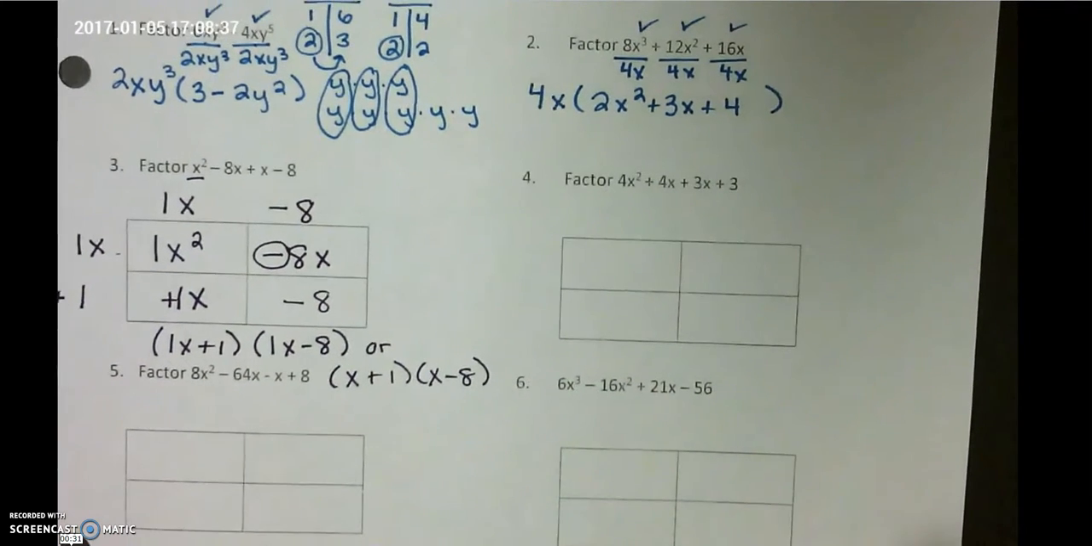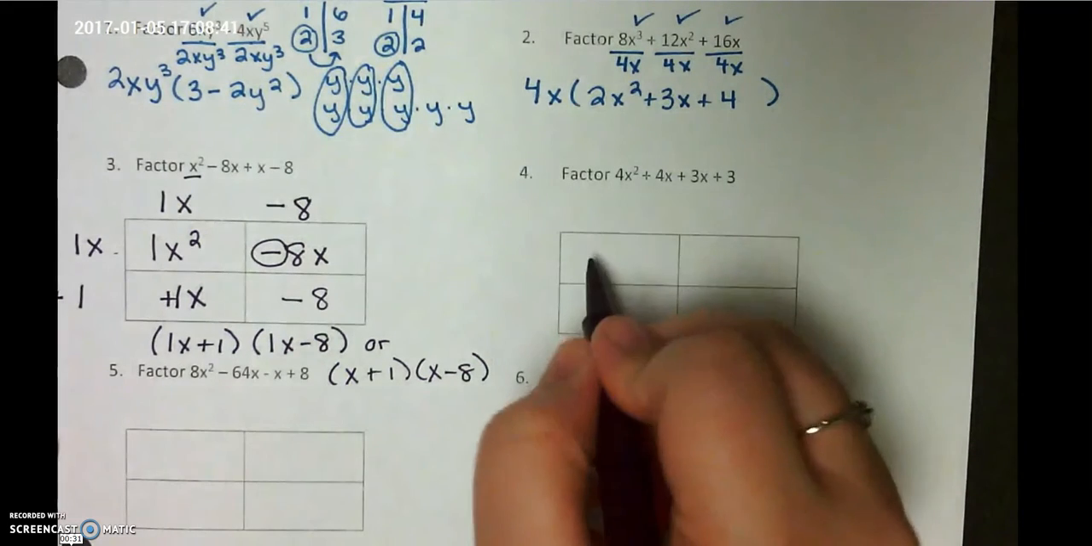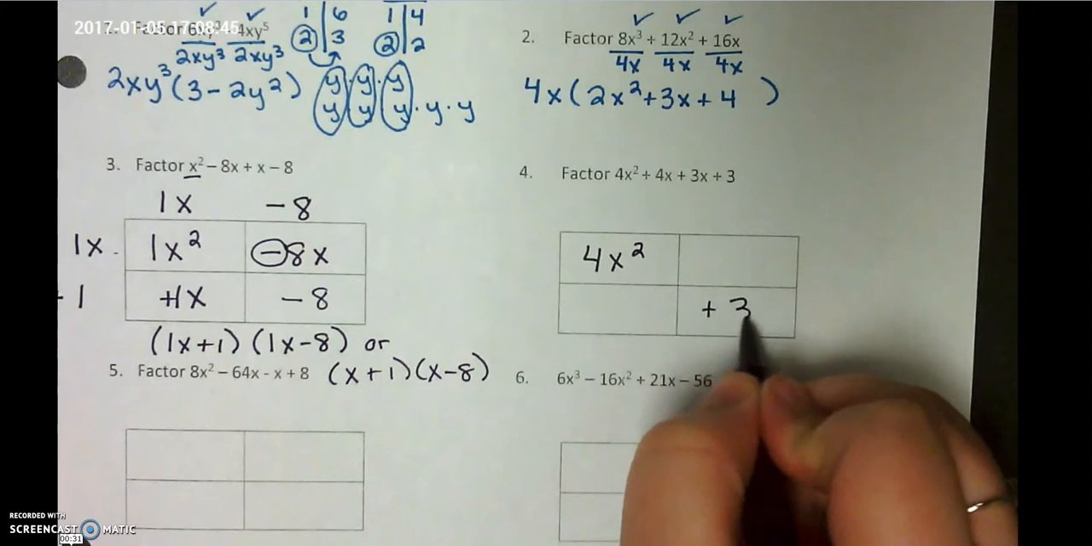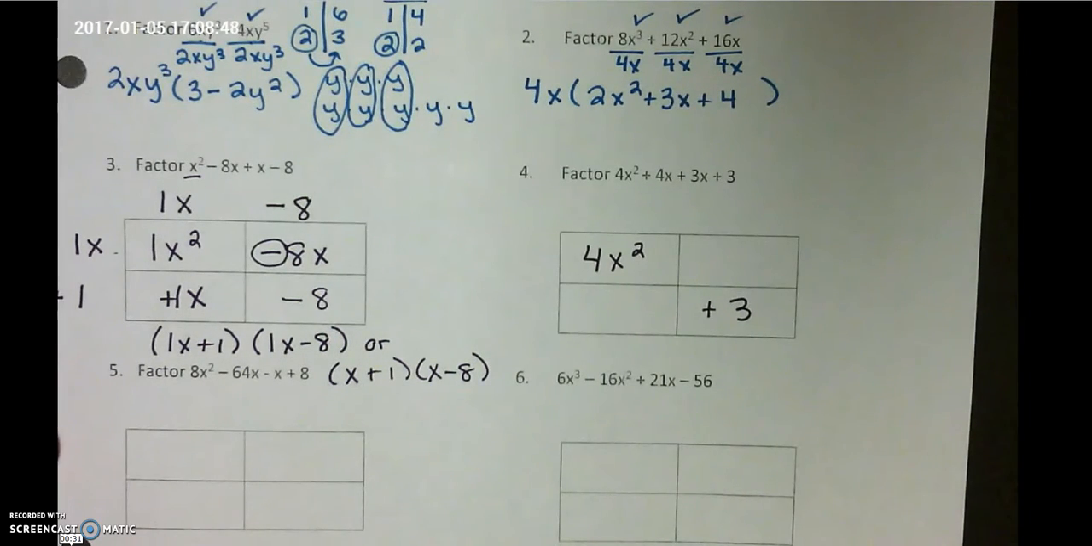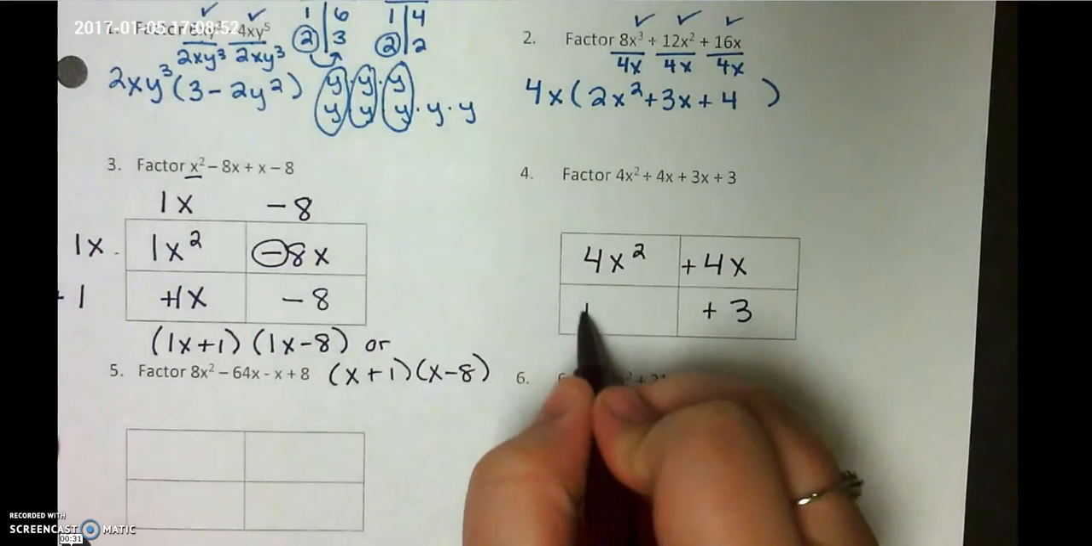Moving on to number 4. So we're going to do it a little bit faster. So we know the first term and the last term. It does not matter where the other ones go. So I'm going to say a positive 4x and a positive 3x.